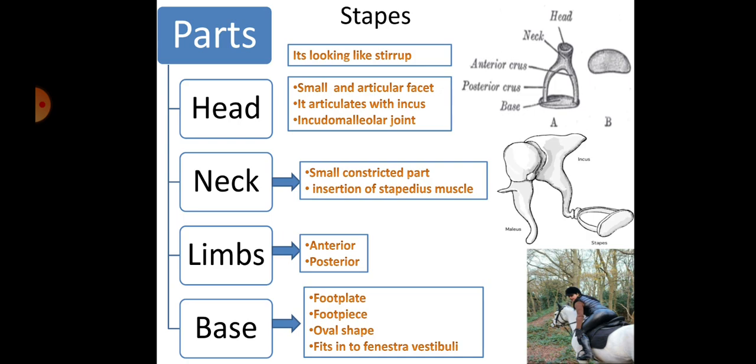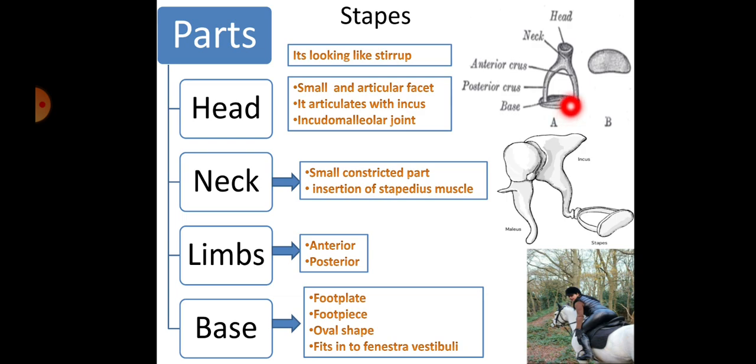And it consists of a head, neck, limbs and the base. The head is very small and articulates with the tip of the long process of the incus and forms the joint that is known as the incudiostapedial joint. The neck is the constricted portion below the head. And after the neck it has two limbs, one is the anterior limb and another one is the posterior limb. The anterior and posterior limbs end in a plate that is called the base.